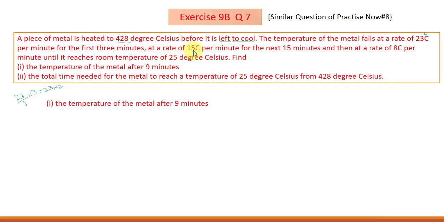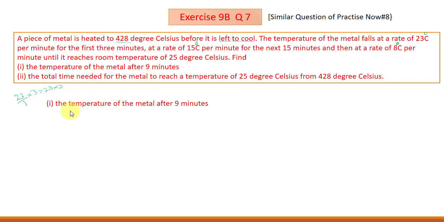Then at a rate of 15 degrees C per minute for the next 15 minutes. So 15 divided by 1, multiply 15. And then at a rate of 8 degrees C per minute until it reaches the room temperature of 25 degrees Celsius. Find the temperature of the metal after 9 minutes.